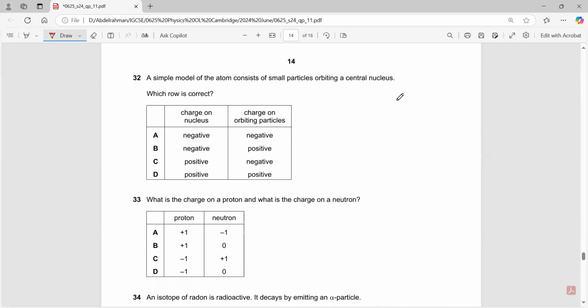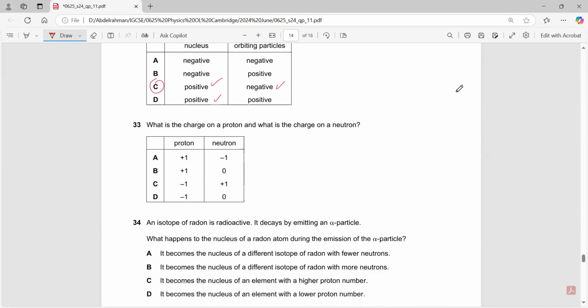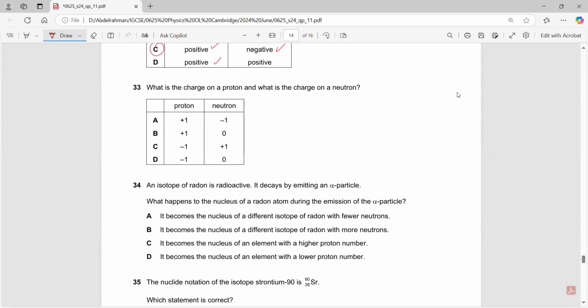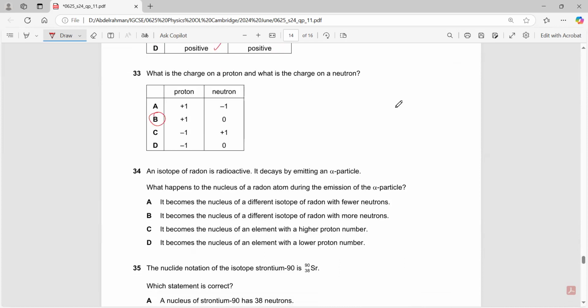Question 32. Which row is correct? The charge on the nucleus is positive. The charge on the orbiting particles, which are the electrons, is negative. What is the charge on a proton and what is the charge on a neutron? The proton is positive 1 and the neutron is 0. This is a piece of cake.